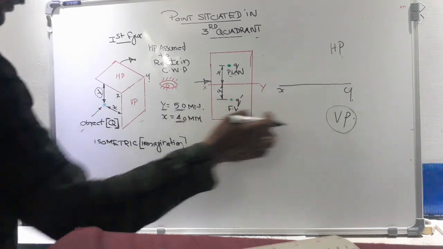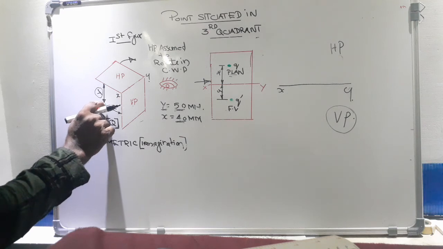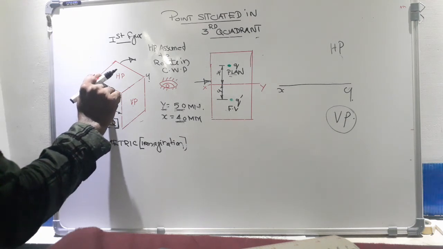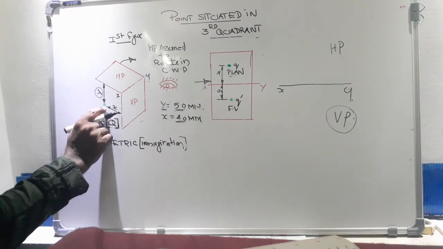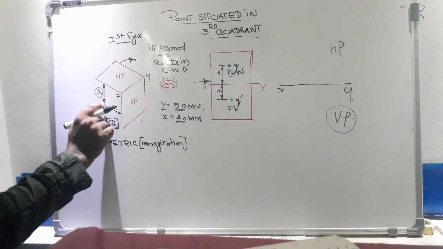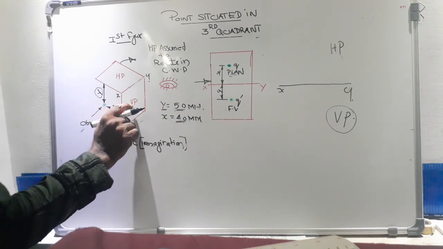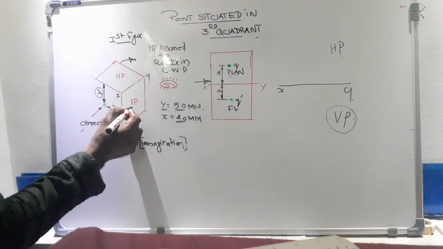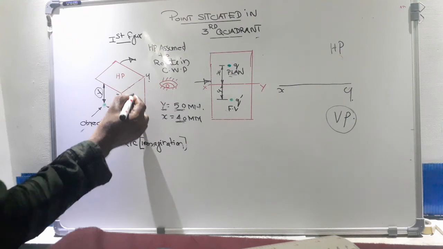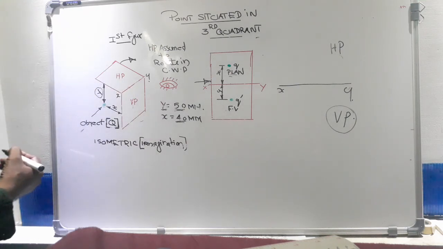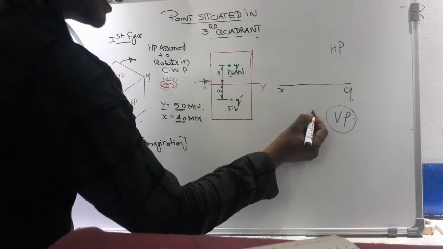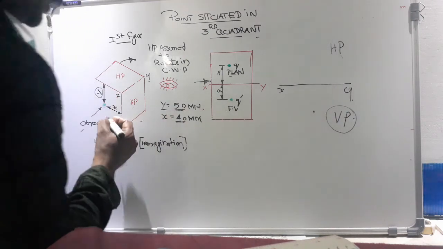For drawing its front view, imagine the point is bound on a string, keeping the distance y from the HP and gradually reducing the x distance. Finally, the point with the string touches the vertical plane here. That means the point is 50 mm below the XY line. I put a point here 50 mm below, and that point is marked with a notation.